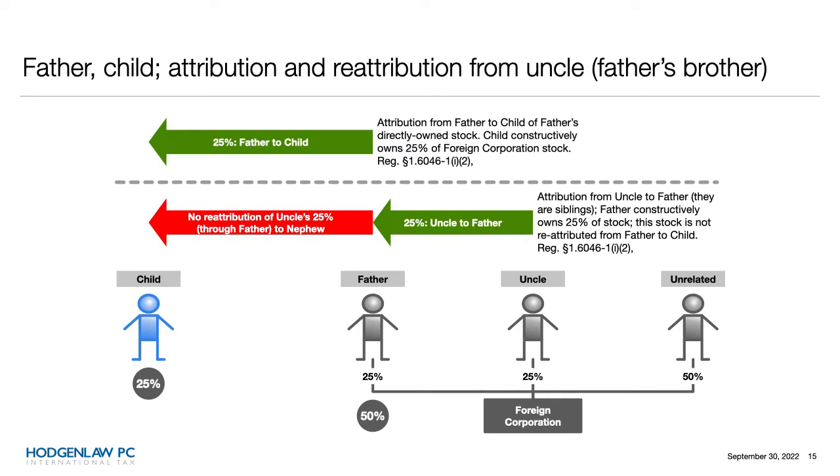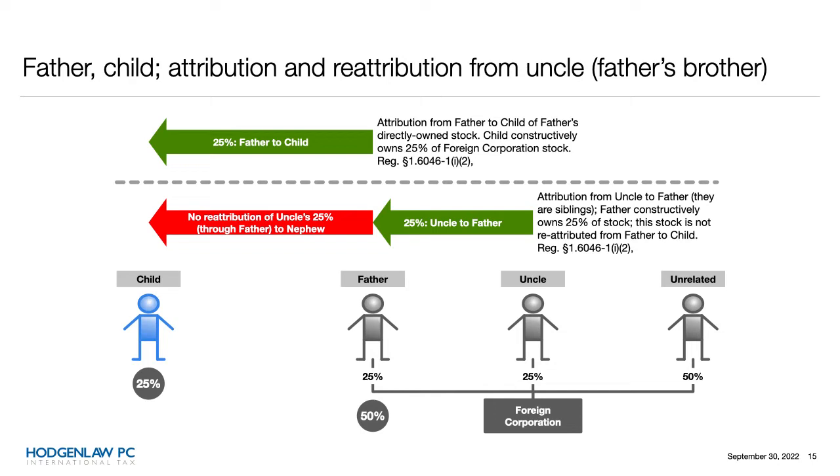Here's a little example that shows you a situation where you have a child, blue stick figure. You have dad, who is a 25% direct shareholder of a foreign corporation. Dad's brother, namely uncle, is also a 25% direct shareholder of the foreign corporation, and some unrelated person owns the other 50%. So how does this work out for child, blue stick figure, and for father? You can cut to the chase.